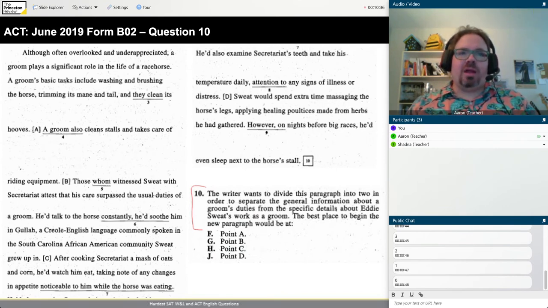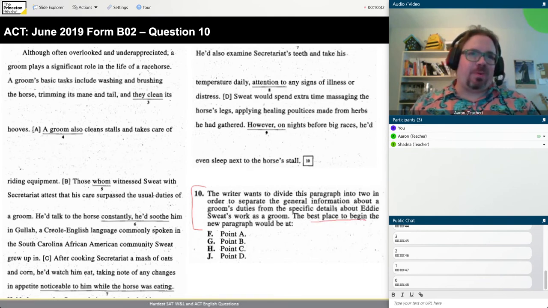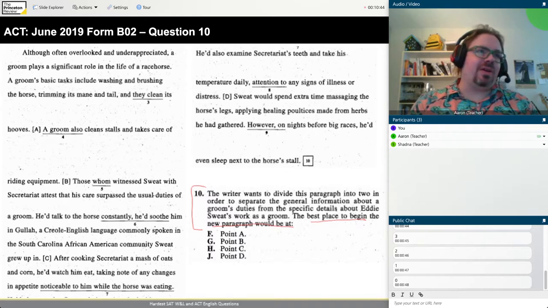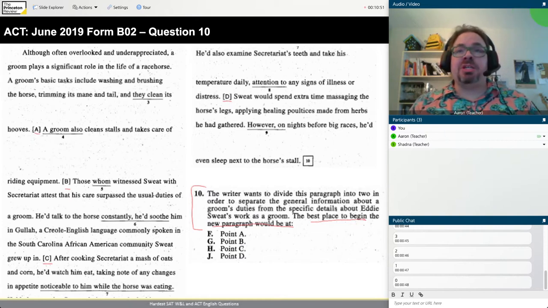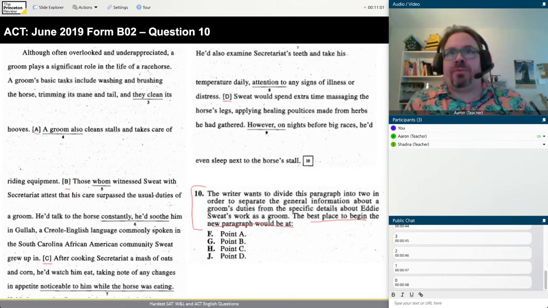So here, I think the question itself, okay, we want to begin the new paragraph at one of these points. And if we look at it in the paragraph, we can notice point A, point B, point C, point D. And it could be tempting to jump in and just go, okay, where do I feel like it's breaking the paragraph in half? It's kind of going too long if we wait till D, for instance.